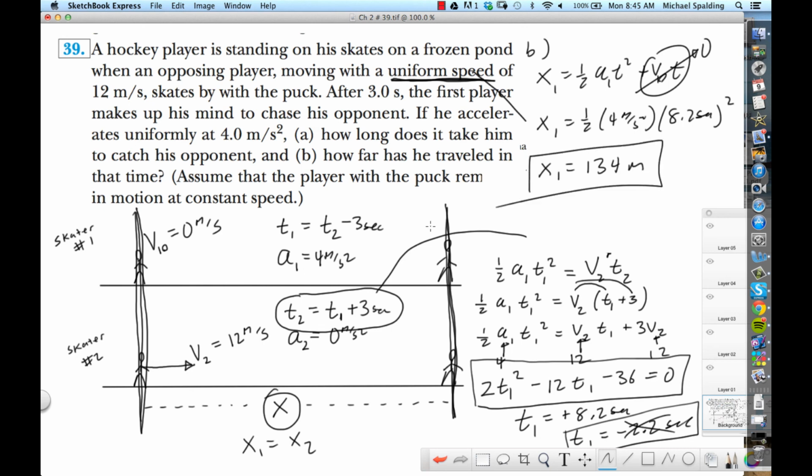Can we also add 3 seconds to 8.2 and then multiply it by 12? Yeah. In fact, you could have found how far skater 1 went that way, because the displacements are the same. You could have solved for x2, which would be v2 times t2. So that'd be 12 meters per second, and then the time would be 11.2. And that will give the same thing.